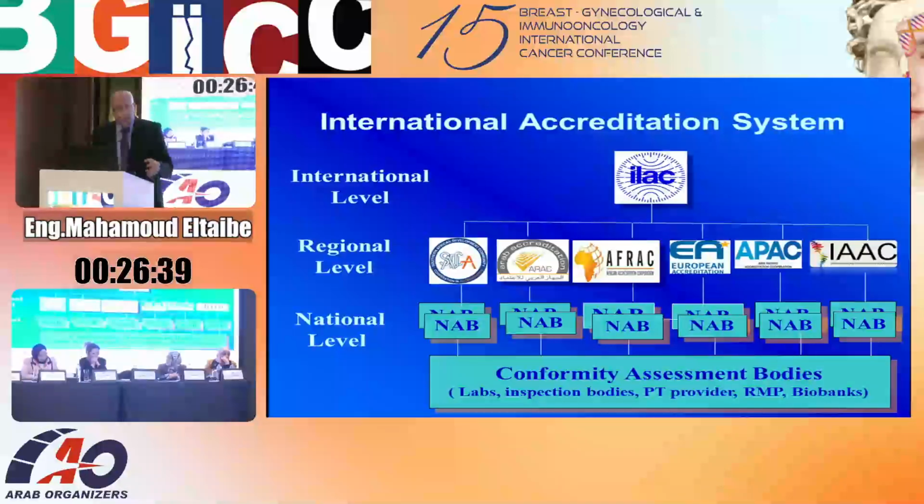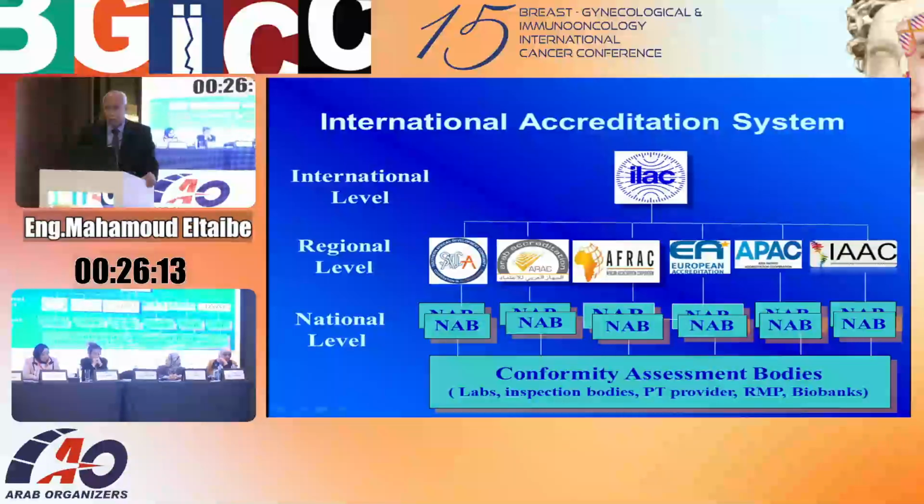The world is divided into 6 regions. One of them is IAAC, for the Americas. Then we have APAC, the region for Asia Pacific. Then we have EA for the European region, AFRAC for Africa, and ARAC for the Arab countries. Then we have SADC, which is part of South Africa.